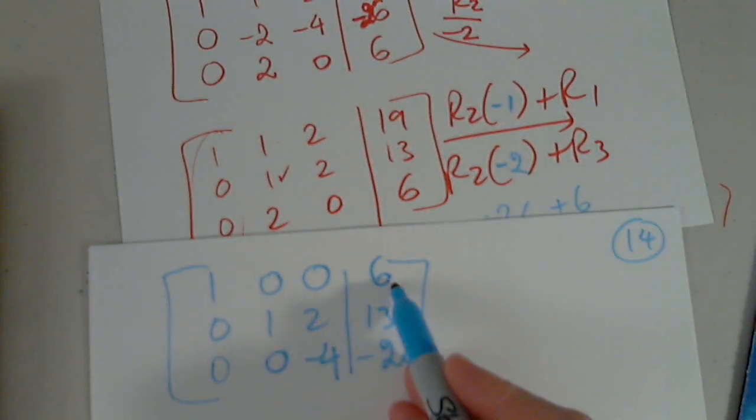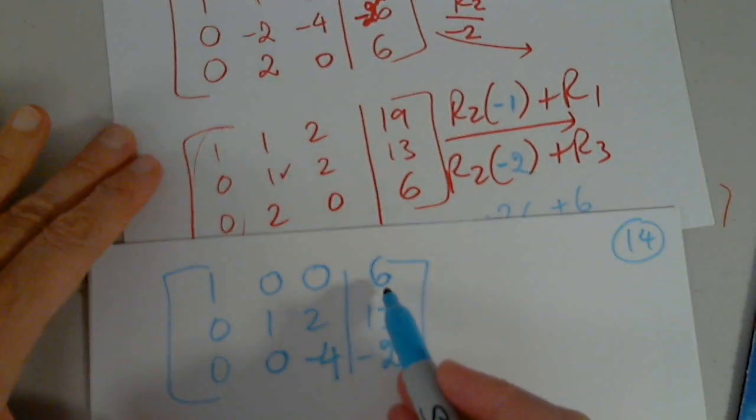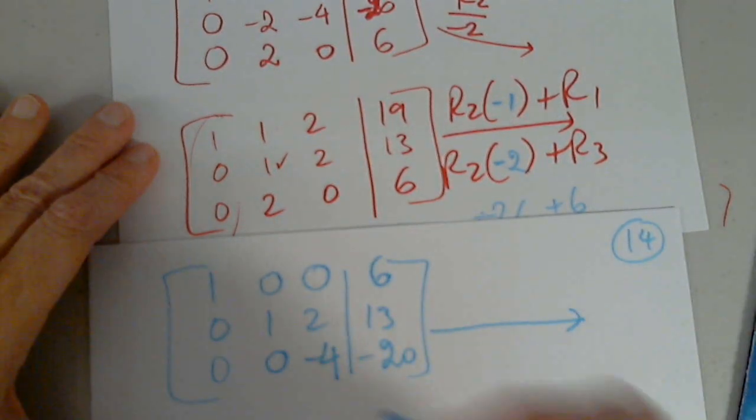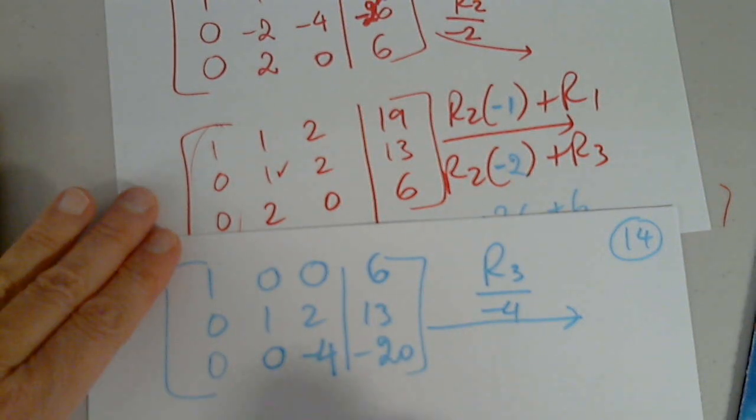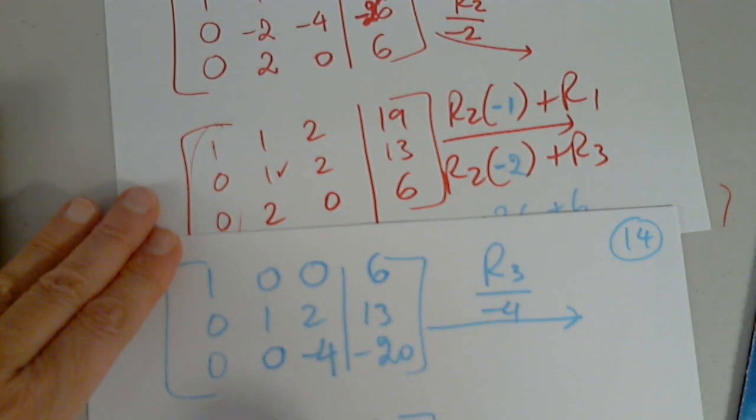I already have that x is 6. I have only 2 more steps. I have to divide row 3 by -4 first. 1, 0, 0 cannot change. 0, 1, 0 cannot change. So this is 1 and this is 5. This is 0 and this is 6 and 2 and 13.